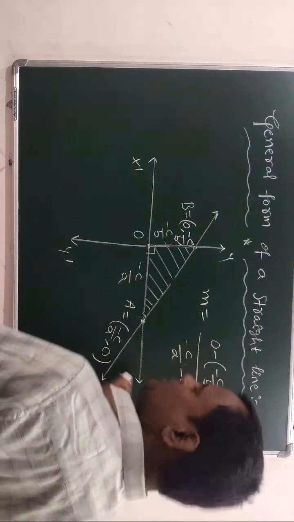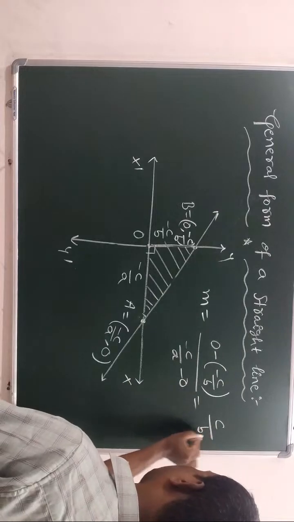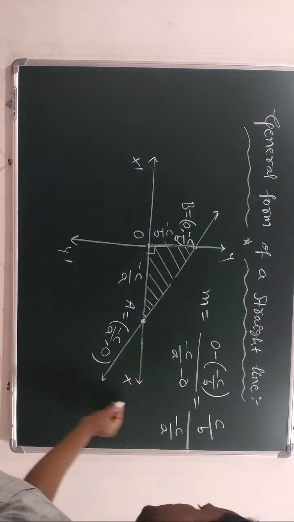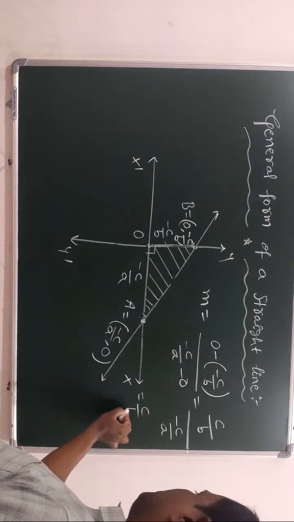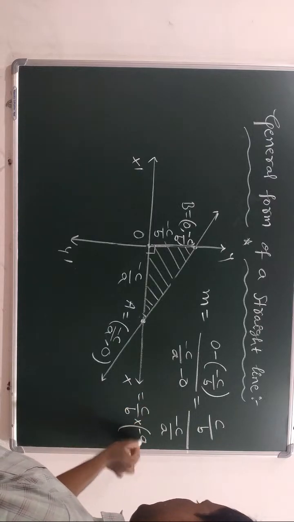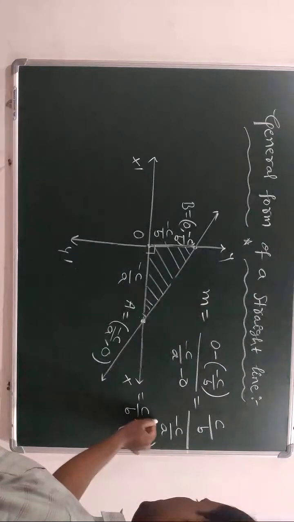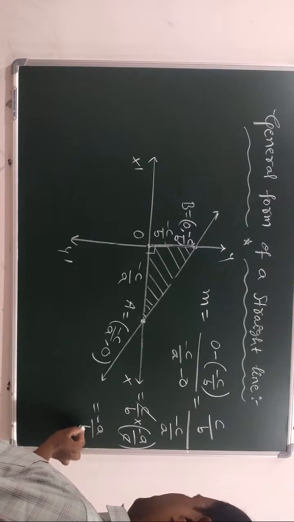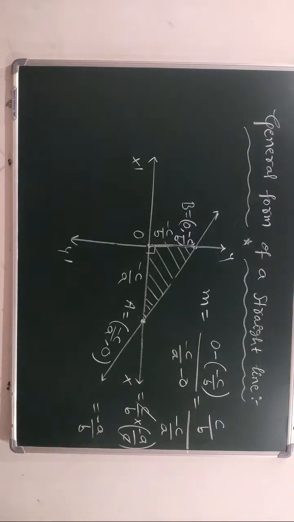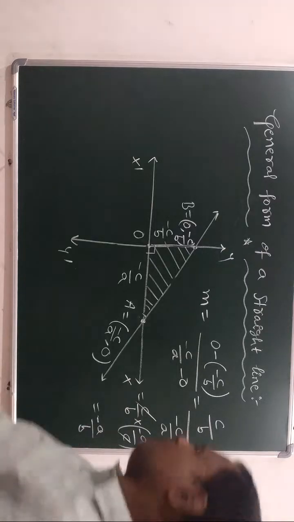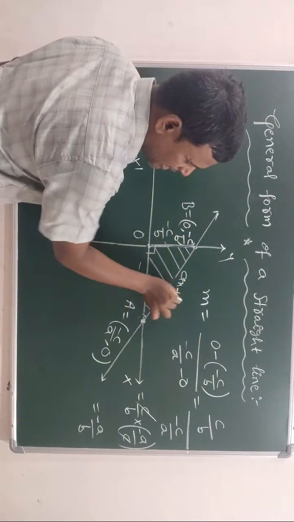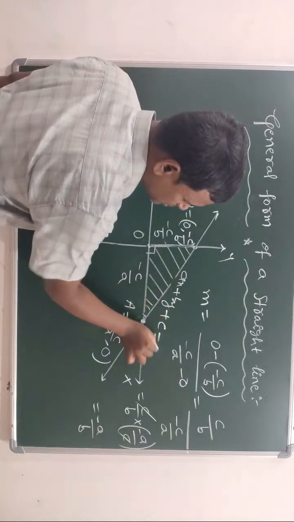Now minus into minus plus. So c by b whole by minus c by a. Now simplify this. c by b into minus a by c. c cancel, which is equal to minus a by b. So minus a by b is the slope of this line. What is the name of this line? ax plus by plus c equal to 0.